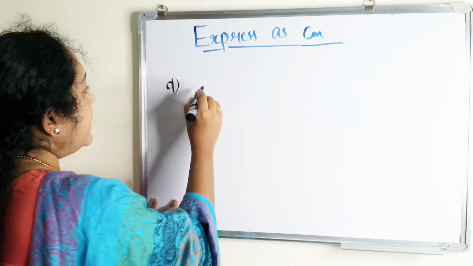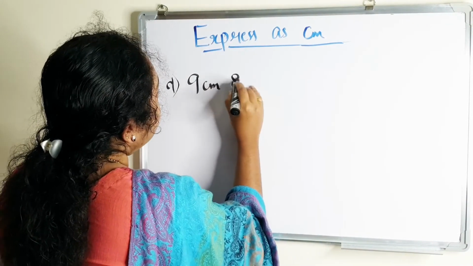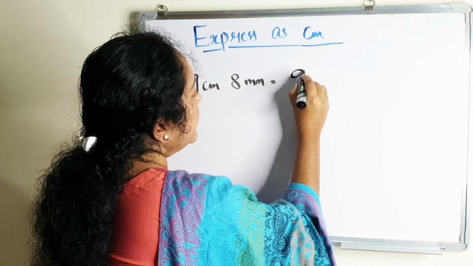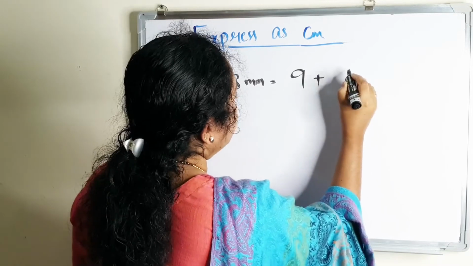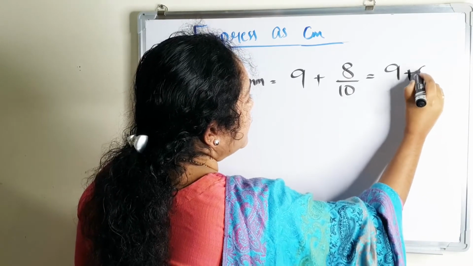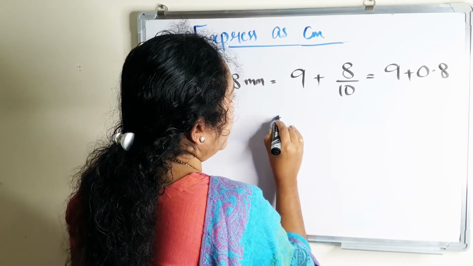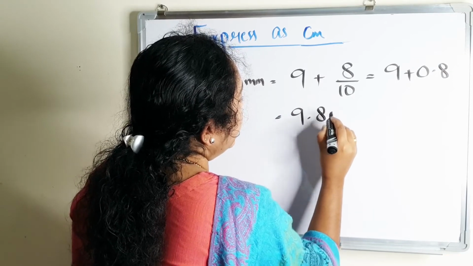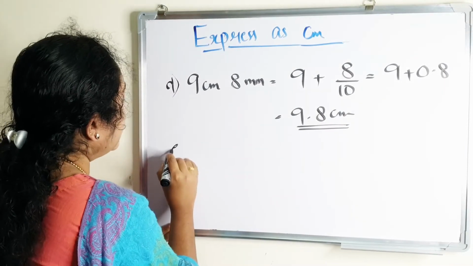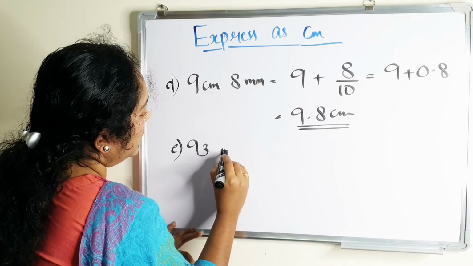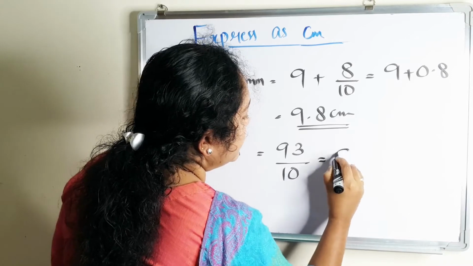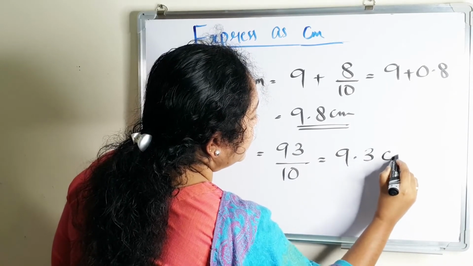Next one, 9 centimeter 8 millimeter. Here the question has centimeter. So 9 plus, millimeter to centimeter, 8 by 10. That is equal to 9 plus 0.8, which is equal to 9.8 centimeter. The last question is 93 millimeter. That is 93 divided by 10, which is equal to 9.3 centimeter.